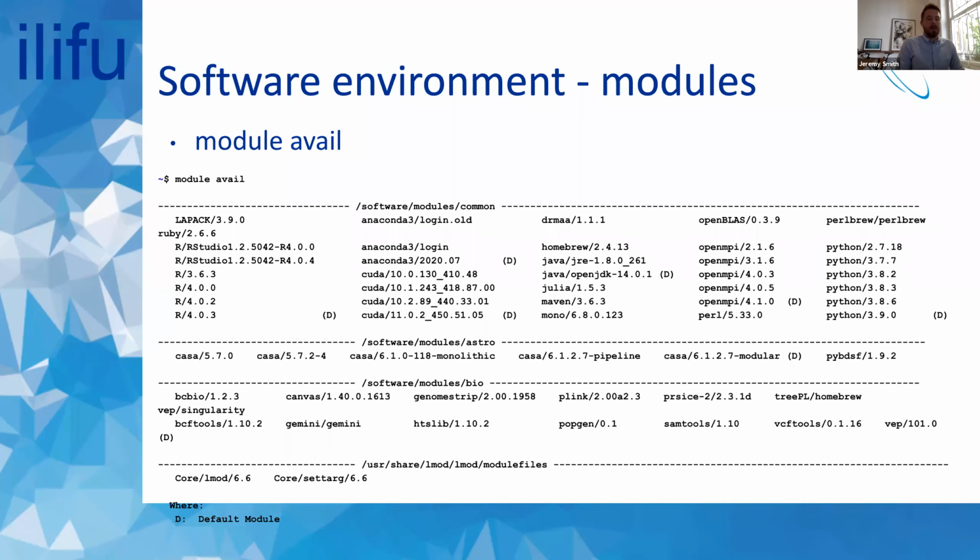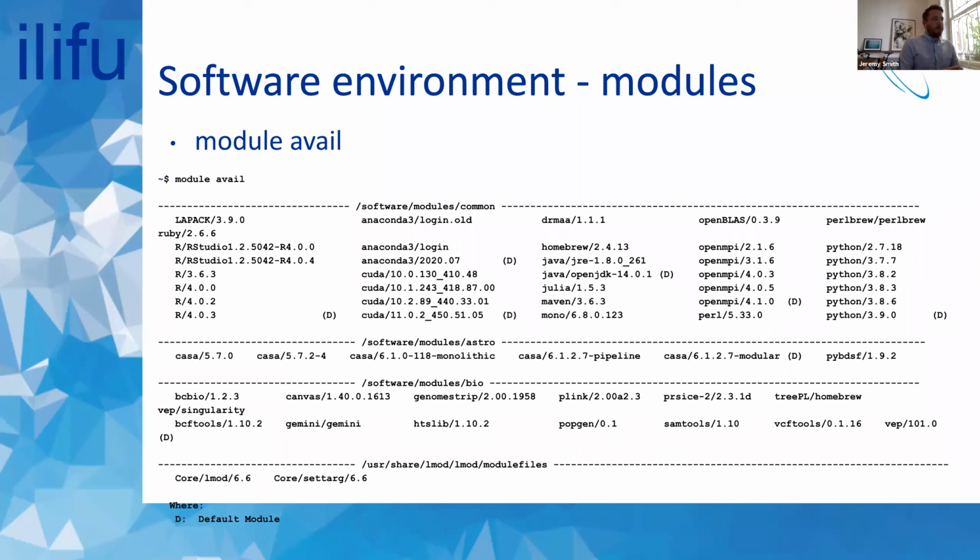You can view the modules that are available on the ilifu facility currently by running the command module avail from the terminal. This is just an example output. You'll see something similar to what's on the slide. The modules are broken up into modules that are common to all users, for example a lot of the coding languages, and then there are specific modules for astronomy and bioinformatics.